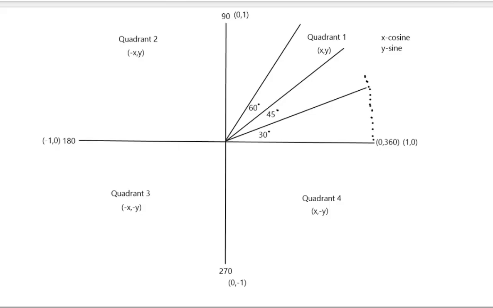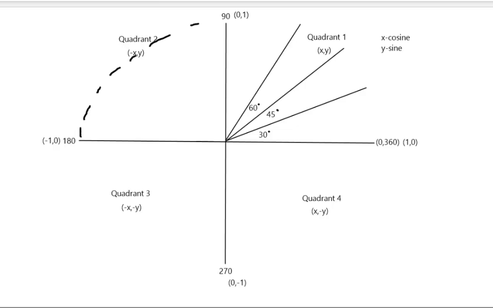And pag pinabilog natin siya, pupunta siya sa 90 degrees, then 180 degrees, 270, hanggang pabalik lang siya sa 360 degrees. And that's the circle. So, here, let me draw. I cannot draw a perfect circle here, so nakaganyan lang siya.